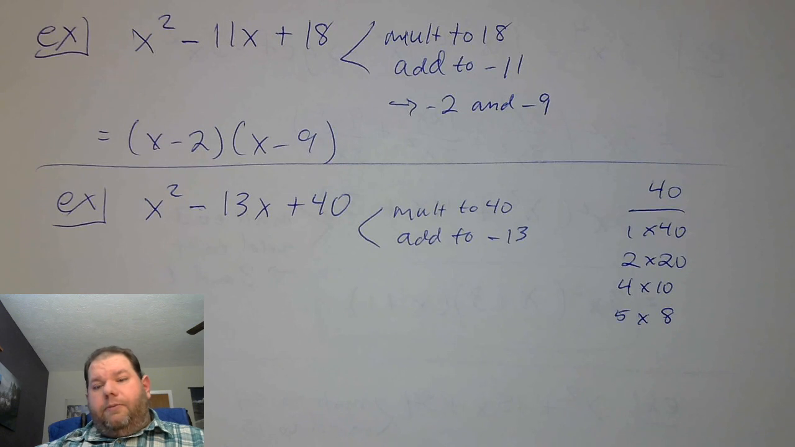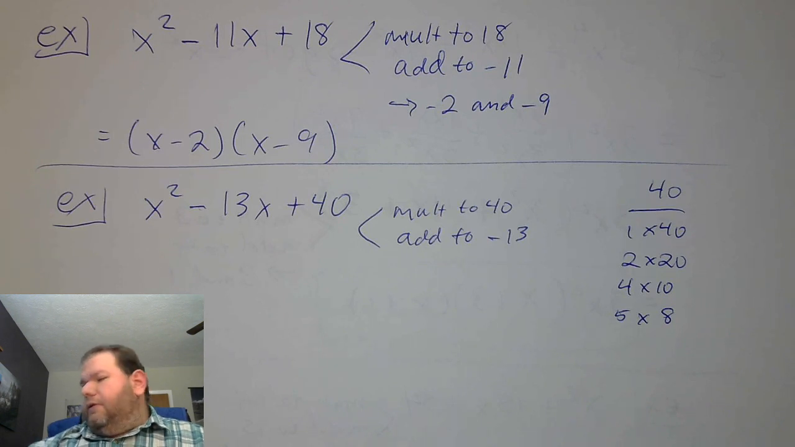So we think about what multiplies to give us 40 in the first place. There's not too many different combinations, but only one of those combinations gives us 13, or -13 actually, which is -5 and -8. Good.